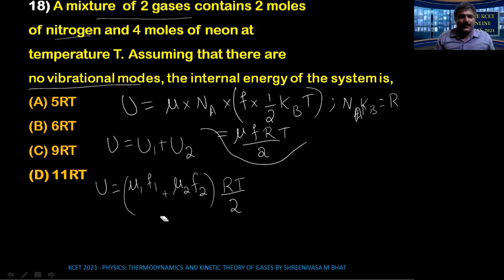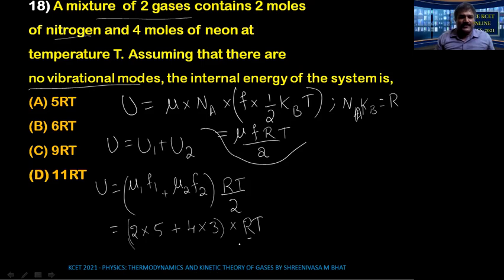Then it becomes just substitution: mu1, the number of moles in the first gas, is 2. Now the degrees of freedom of that gas: nitrogen is a diatomic gas and has 5 degrees of freedom, 3 translational and 2 rotational, so 5. Plus mu2 for the second gas, 4 moles. It is neon gas. Neon is monoatomic, so 3 degrees, only translational degrees of freedom are present. Then into RT by 2.